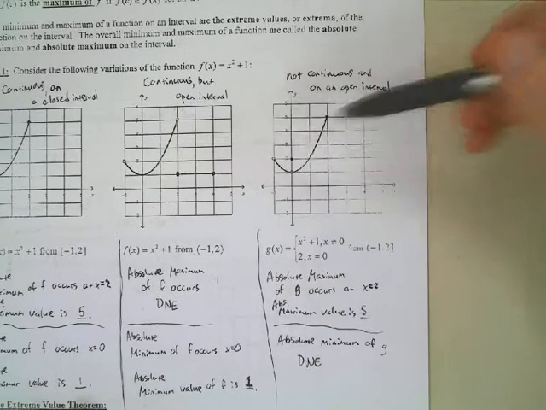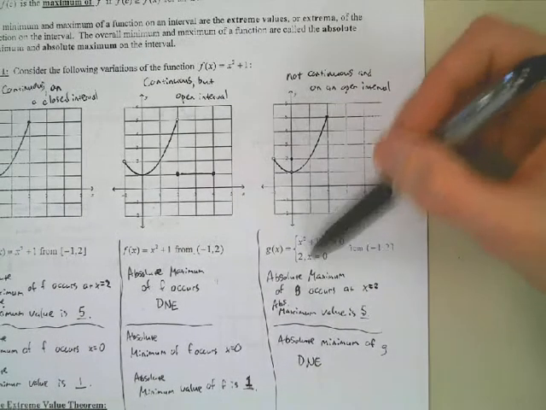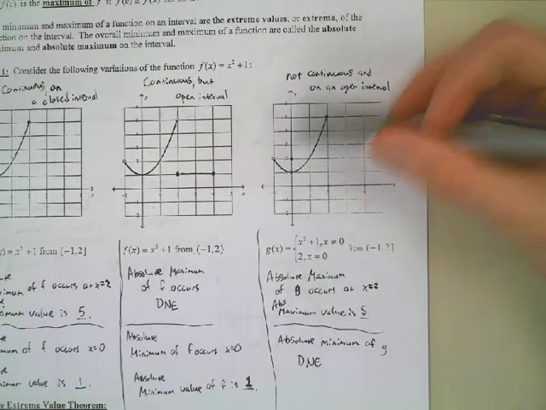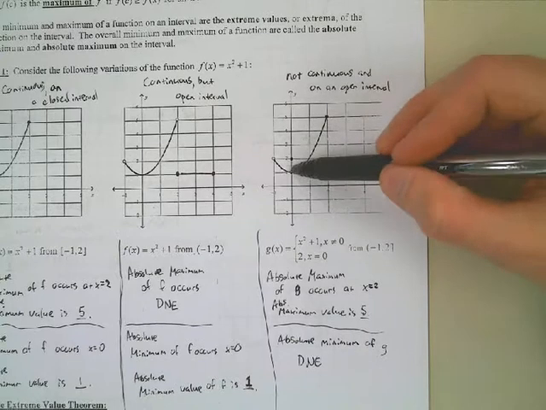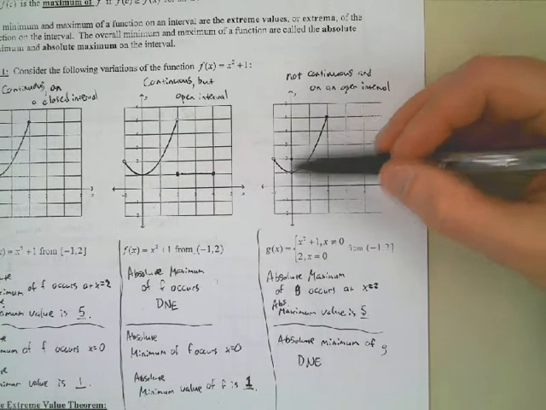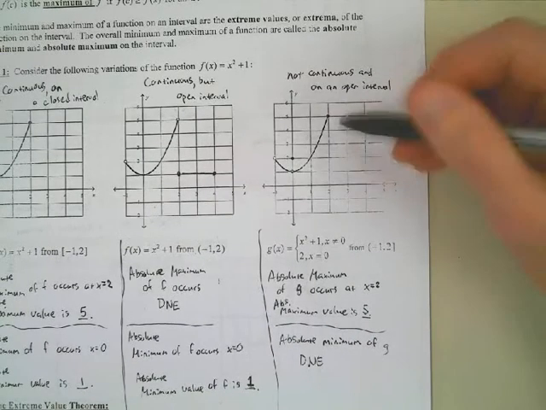And then last but not least, we had a discontinuity. We made this a piecewise function with a discontinuity at 0. Now we don't have an absolute minimum, but we do still have an absolute maximum because of the way that interval is set up.